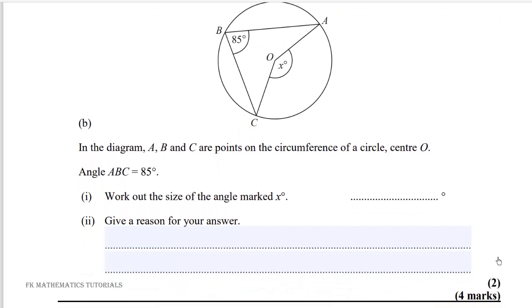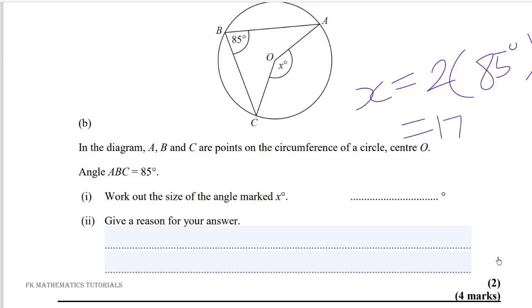In a diagram, A, B, and C are points on the circumference of a circle center O. Angle ABC is 85. Work out the size of angle marked X. So angle X will be equal to 2 times 85 degrees. The angle at the center is twice the one on the circumference. So this will be 170 degrees. X equals 170 degrees.